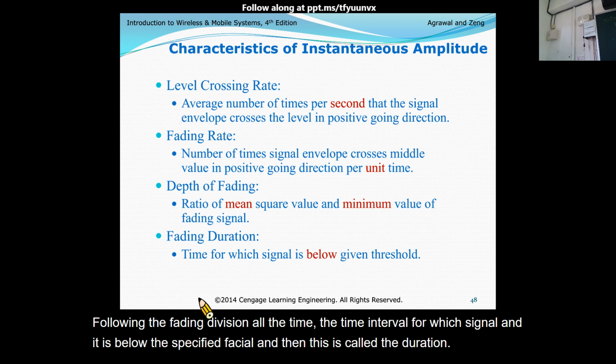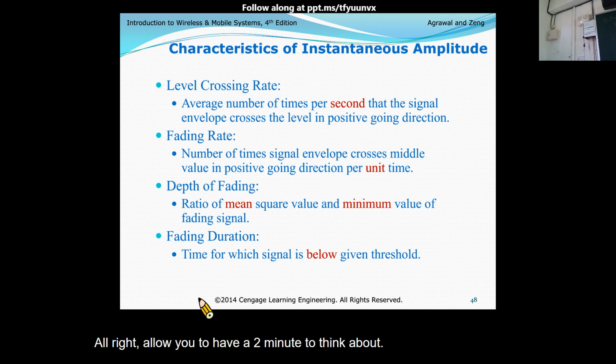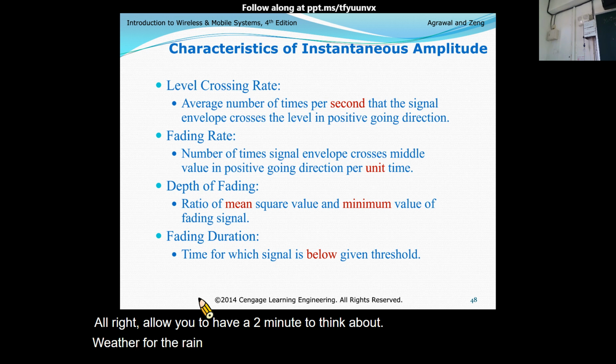All right, I allow you 2 minutes to think about the definitions here: level crossing rate, fading rate, depth of fading, and fading duration.